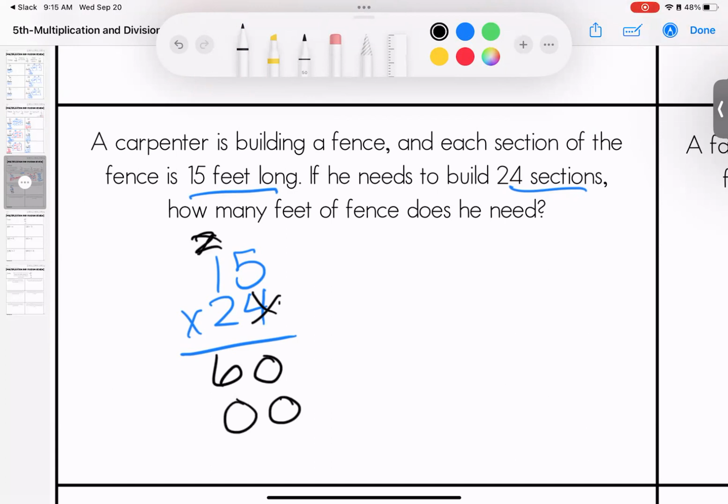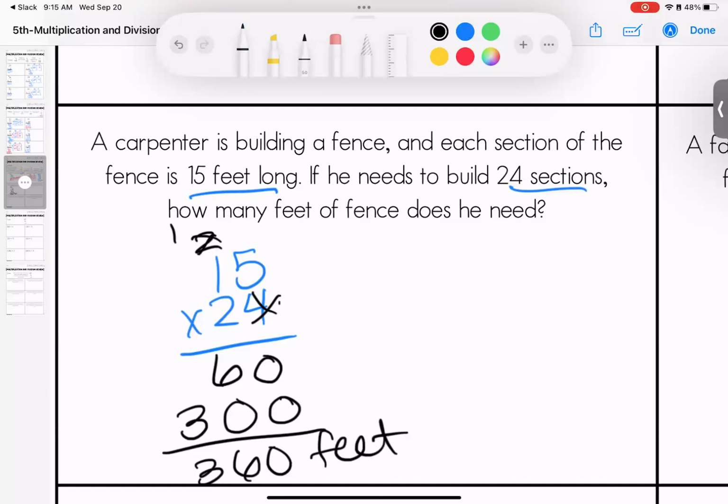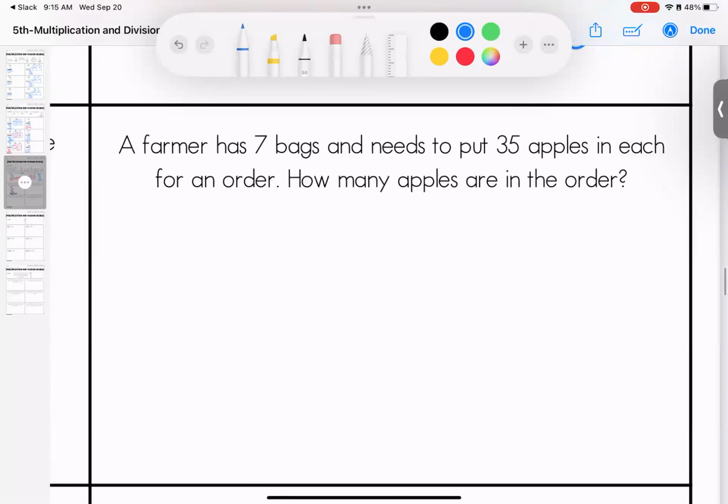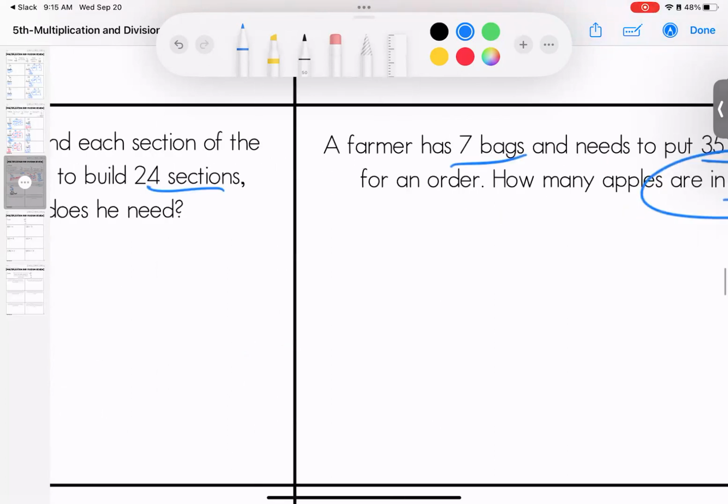2 times 5 is 10. 2 times 1 is 2. Add 1 is 3. 360 feet of fencing. A farmer has 7 bags and needs to put 35 apples in each for an order. How many apples are in the order? So I need to box this one.